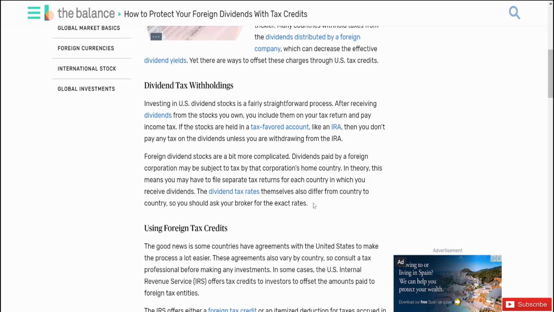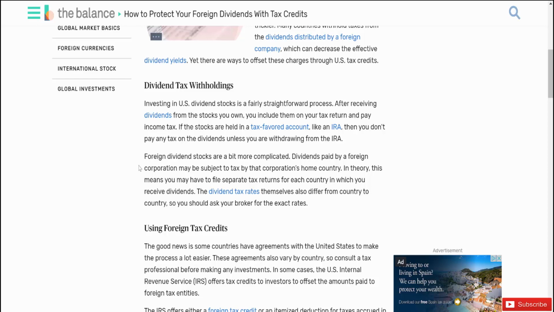And then you pay taxes for the country where you live in, okay? But many countries have agreements between them, so you only get taxed on either the country of origin or the country where you live in, okay? So as you can see here, foreign dividend stocks are a bit more complicated.